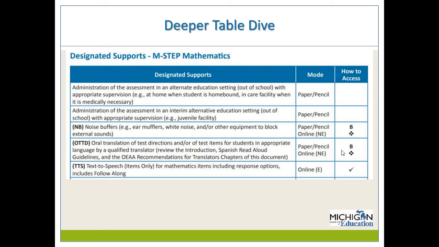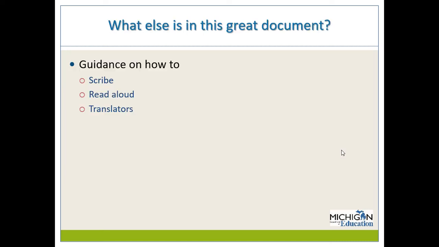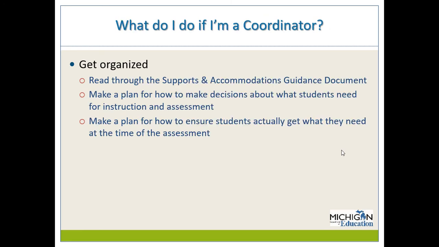As you started reviewing this document, you might also notice that there are a large number of other types of guidance in this document. For example, you'll also find information pertaining to how to scribe for students, or even what types of qualifications on-the-fly oral translators should have for students who need a translation of the M-STEP assessment. If you're a test coordinator, you need to make yourself familiar with all of the information in this document.